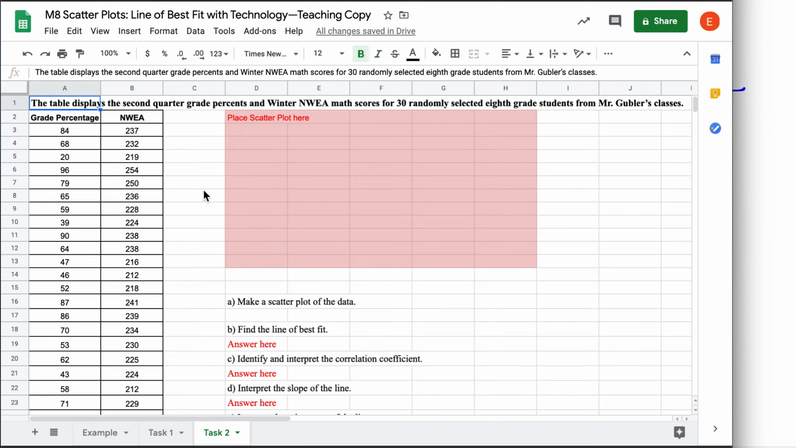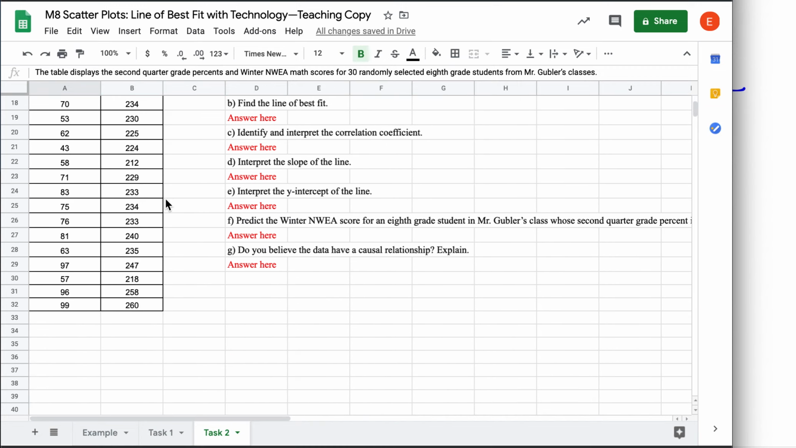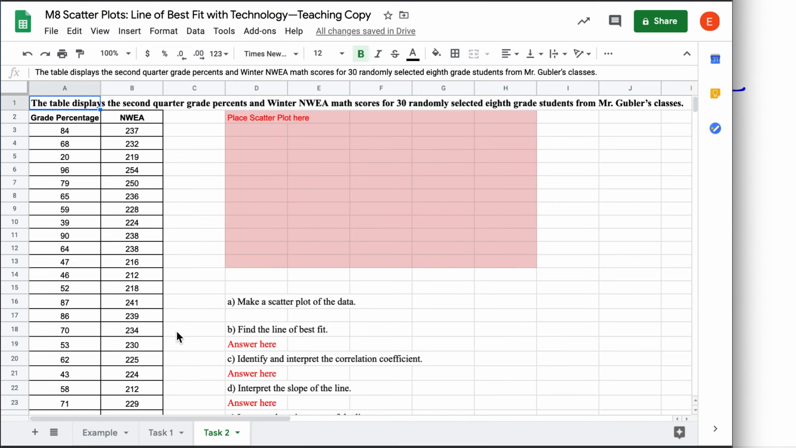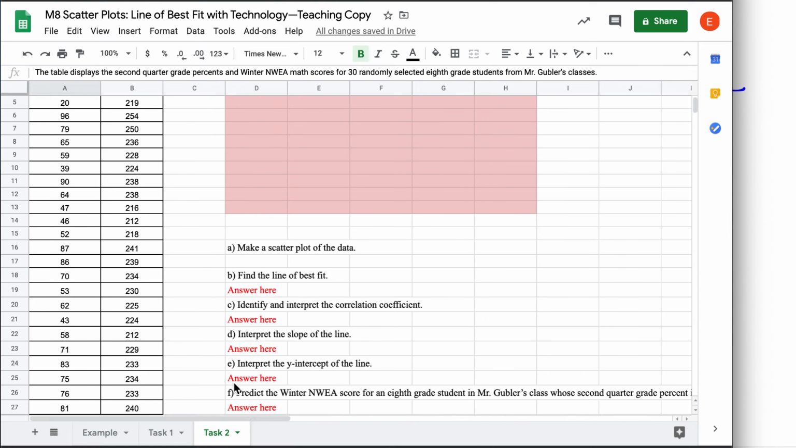On the second task, we've got a grade percentage versus an NWEA score, which is what they did before they did the SAGE test. We're doing the RISE test now, except this spring the RISE test has been canceled due to COVID-19. There are some questions you'll answer there. Please answer in complete sentences.